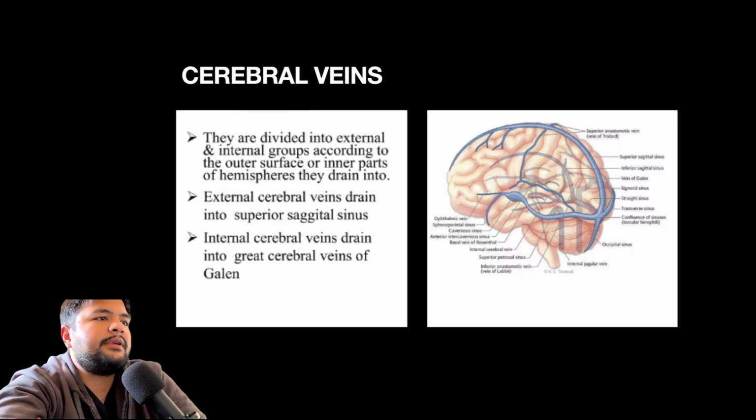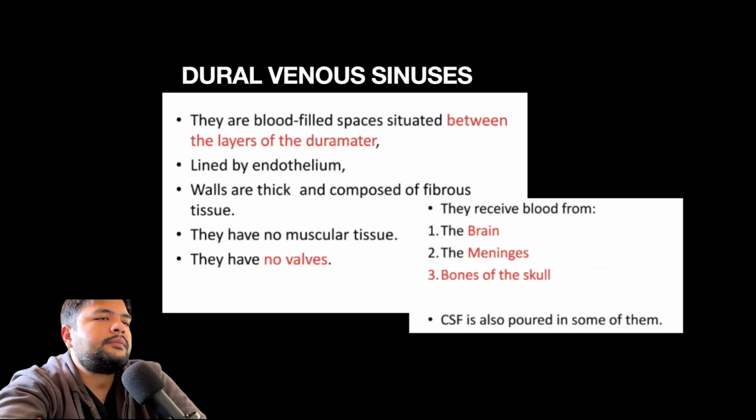The internal cerebral veins drain into the great cerebral vein of Galen. So coming to the dural venous sinuses, they are blood-filled spaces situated between the layers of the dura mater. These are lined by endothelium. The walls are thick and composed of fibrous tissue. They have no muscular tissue. They have no valves. They receive blood from the brain, the meninges, and the bones of the skull.